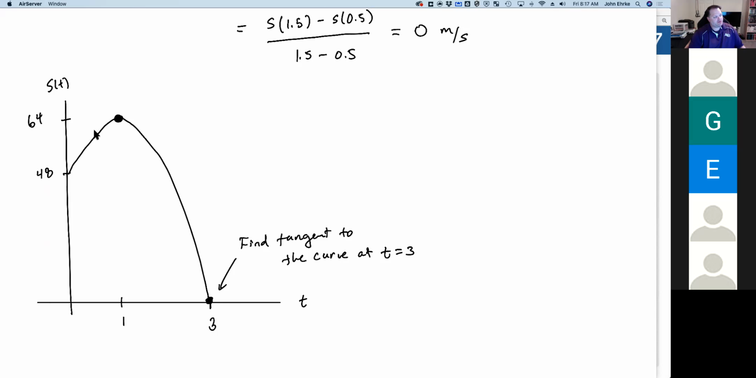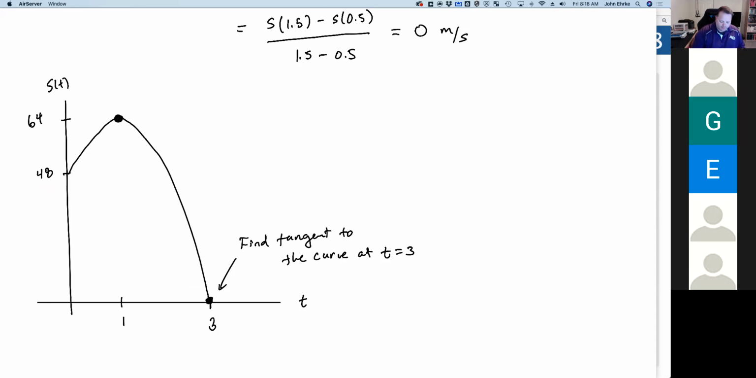So this is the curve that you would have plotted in Desmos. If I want to find the tangent line to this curve, the slope of the tangent to the curve at the point t equals 3, which is the instantaneous velocity, basically all I have to do, if I'm going to do it by hand, is find the slope of the secant line for points that are really, really close together.